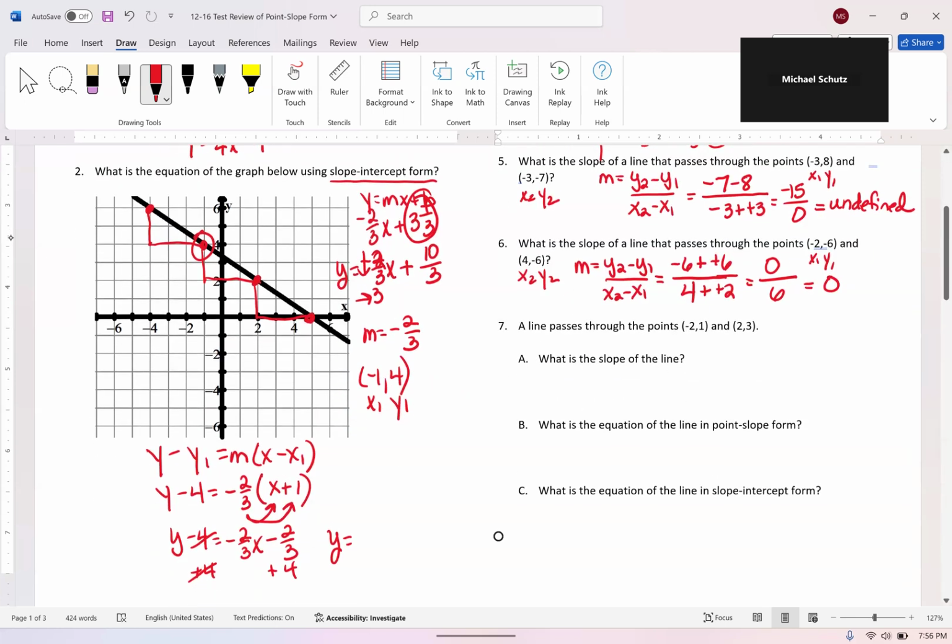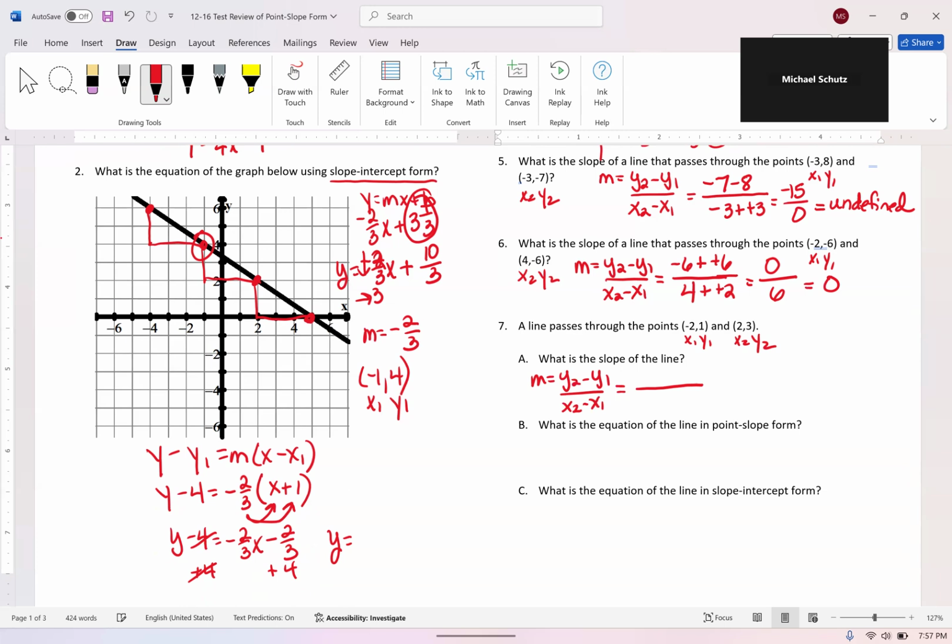Okay, number 7, a line passes through the points (-2, 1) and (2, 3). What is the slope of the line? So same thing as we did in the last two problems. Label your points x1, y1, x2, y2, and use the formula: y2 minus y1 over x2 minus x1.